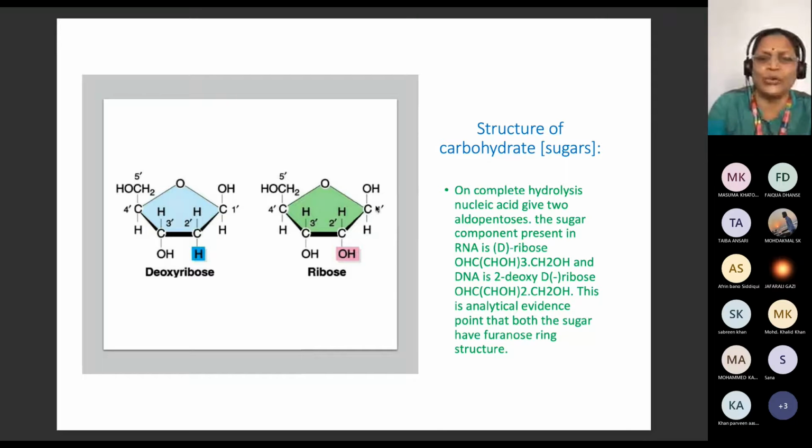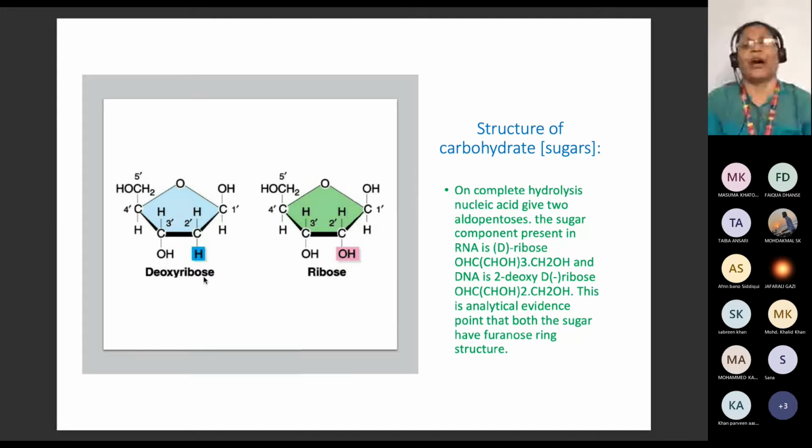So this is your first carbon, 1 dash, second carbon 2 dash, then third carbon 3 dash, 4 dash, and 5 dash, and the plain numbers you will have for the base. That also we are going to number. So this is your OH up, so it will be beta. Beta D-ribofuranose, correct? This is OH up, so we have beta 2-deoxyribofuranose, correct?